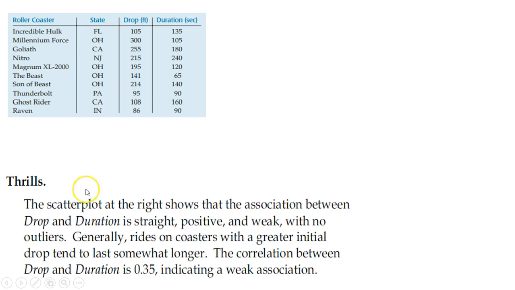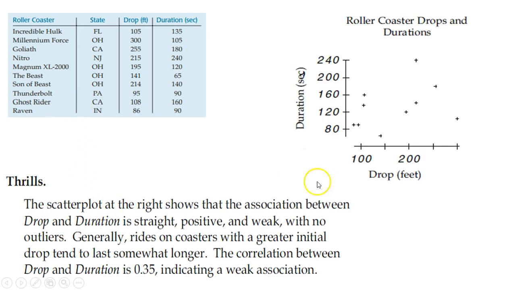So, when you're looking at this, it says the scatter plot right here that they have for us, which I could just plug those in to get a scatter plot. The drop versus the duration, right? It doesn't overly appear to be positive, but the scatter plot to the right shows the association for the drops and duration. It's maybe straightish, but it's very weak. Like it's kind of all over. It does appear to be positive.